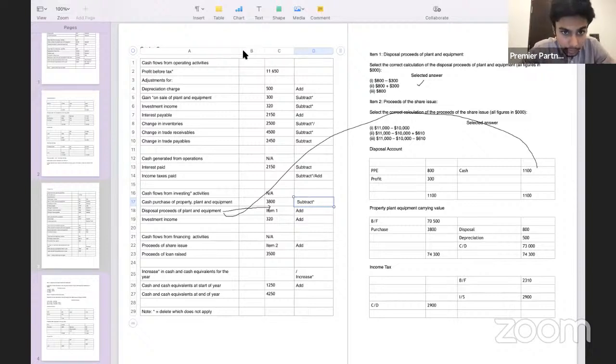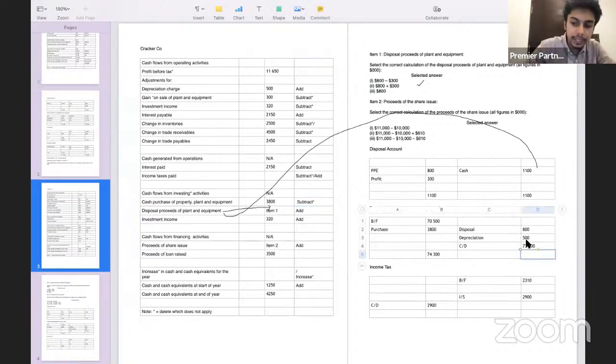Yeah, in arriving at this answer, we are adding that also. Wait, did I make a mistake by adding that one? Let's see. 73,000 plus 500 plus 800. Yes, when you're arriving at 74,300, we have to add the 800 also. So it's like this: 800 plus 500 is 1,300, and 1,300 plus 73,000 gives you 74,300. So when I was arriving at 74,300, I had considered the 800 also.